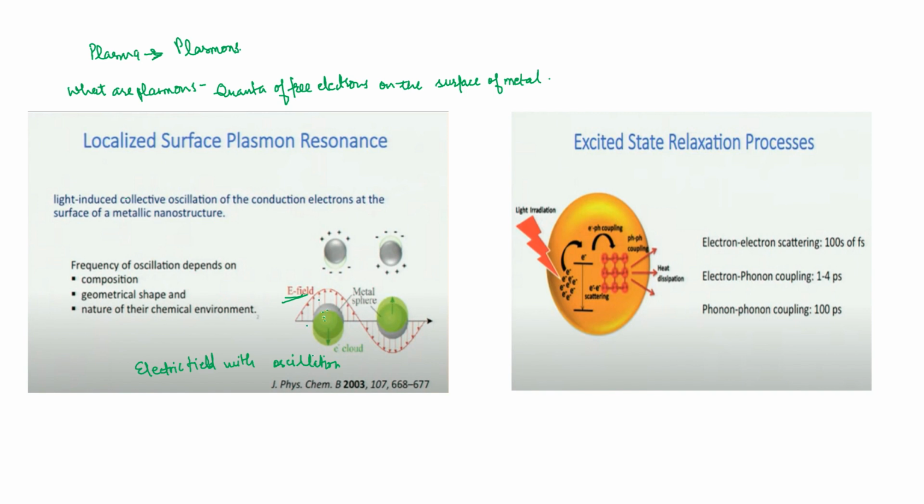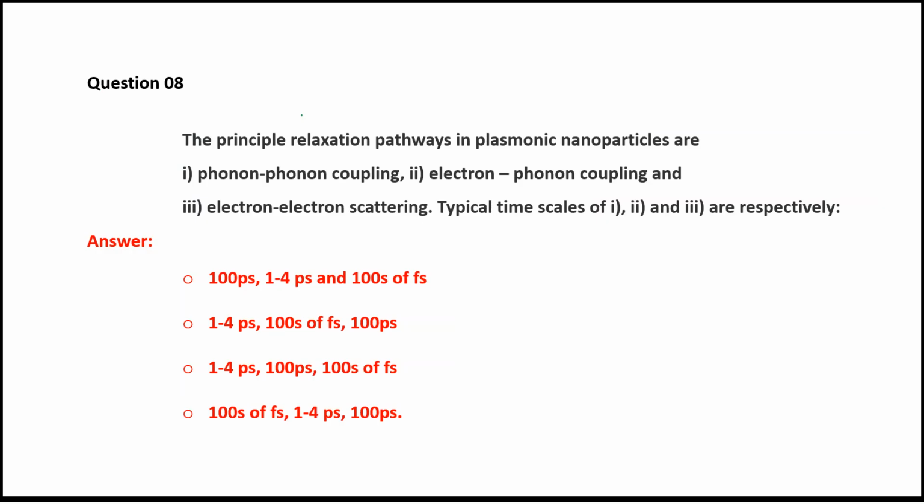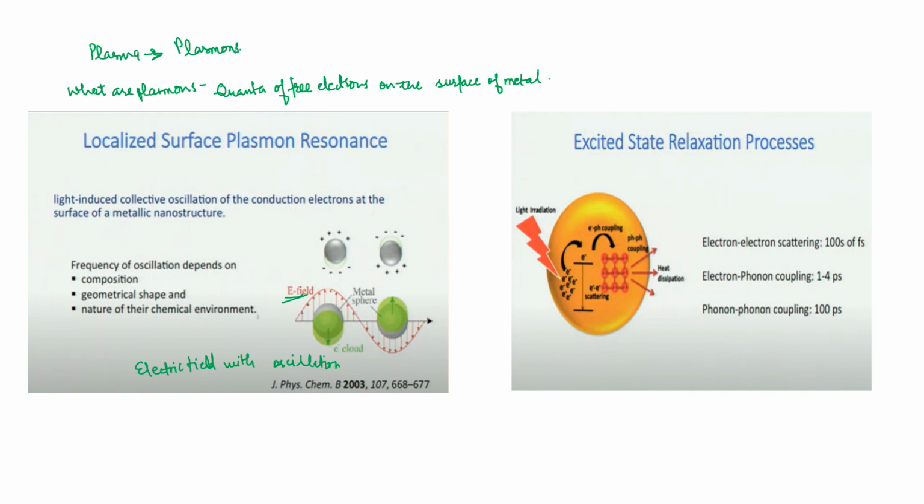Here it is read as light induced collective oscillation of the conduction electrons at the surface of the metallic nanostructure. Basically, first of all, plasmons are the quanta of free electrons on the surface of metal. Also, if you talk about nanoparticles, this plasmon peak is quite intense because of the high surface area, and therefore the intensity of the plasmon resonance you will get is quite high.